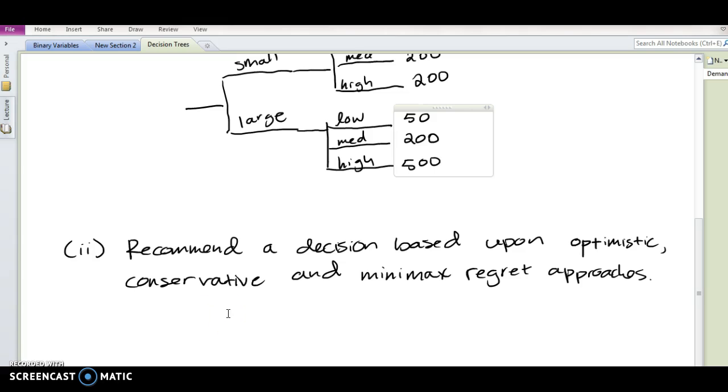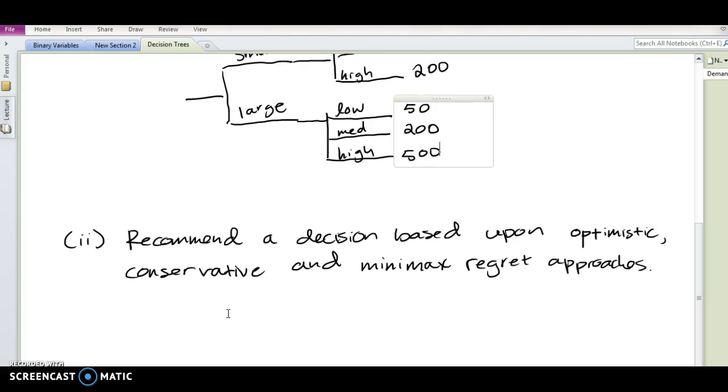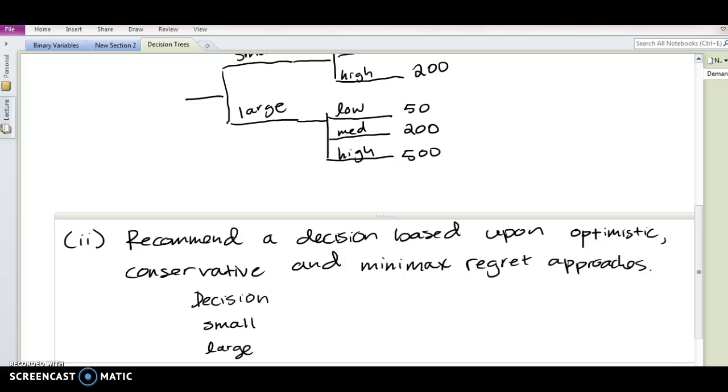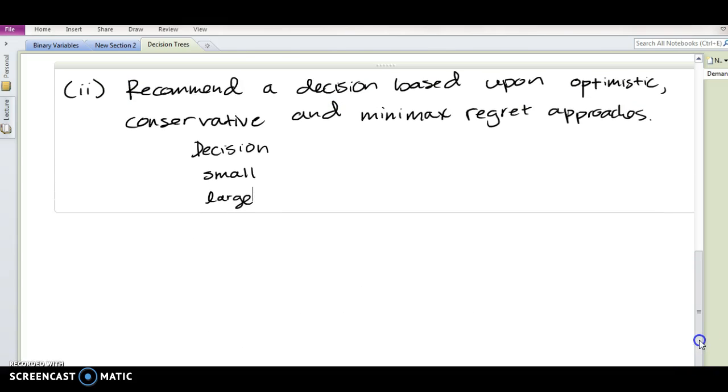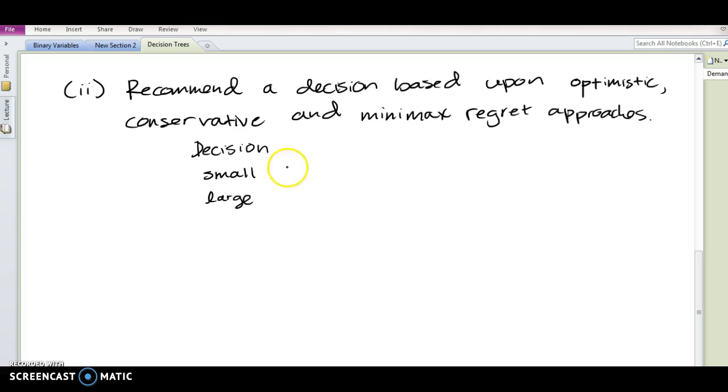For the optimistic approach, we're just going to look at the maximum profit. So we have our decision right here for small and large. The optimistic approach is basically that you're going to try and make the most money you can and take whatever chances you will to make that much money. So basically for the optimistic approach, we're just looking for the maximum profit, and that's going to fuel our decision.